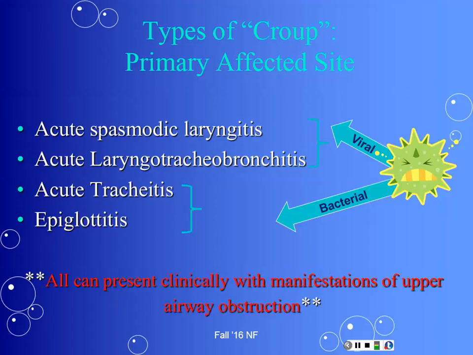Acute spasmodic laryngitis and acute laryngotracheobronchitis, or LTB, which is much easier, is viral. So that's going to be that parainfluenza virus, versus acute tracheitis and epiglottitis is bacterial. But the reasons they call them croup syndromes is because you're going to have these kids present with upper airway obstruction, and you're going to have to look at their history, and you're going to have to look at their clinical presentation to determine where they fall in that spectrum.